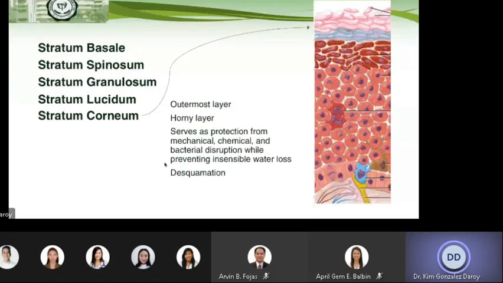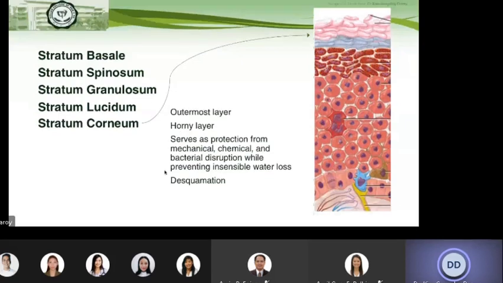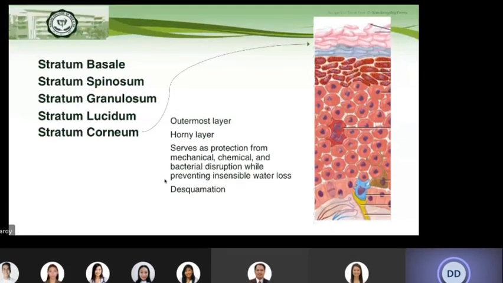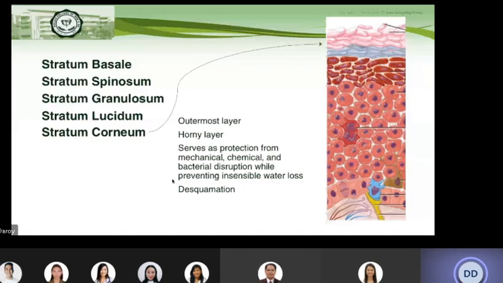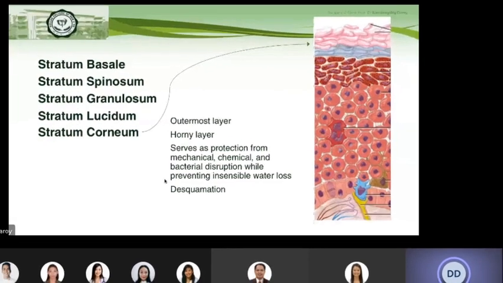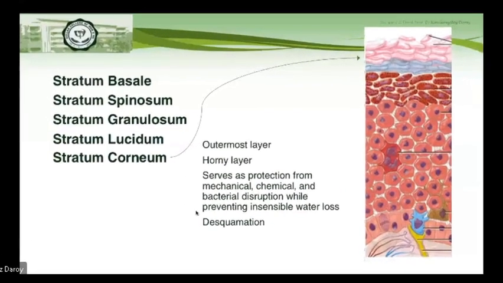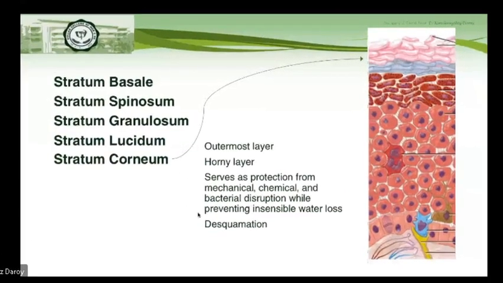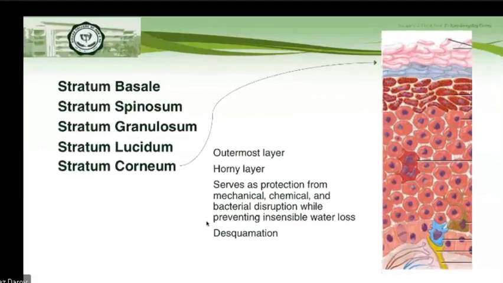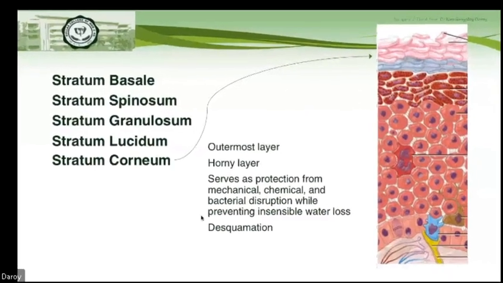It is the outermost layer of your epidermis. These protein-rich flattened keratinocytes are now anucleate, without nucleus, and are surrounded by lipid-rich material. Together, the cells and the surrounding matrix in this layer serve to protect the tissue from mechanical, chemical, and bacterial disruption while preventing excessive water loss through the skin.